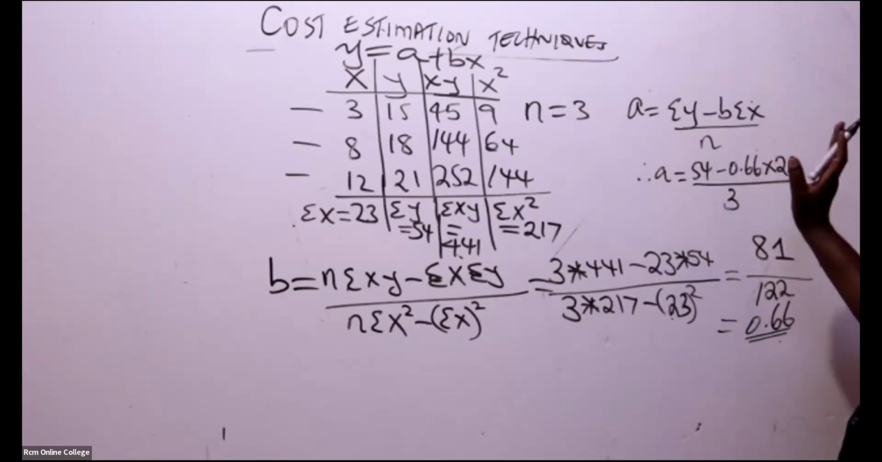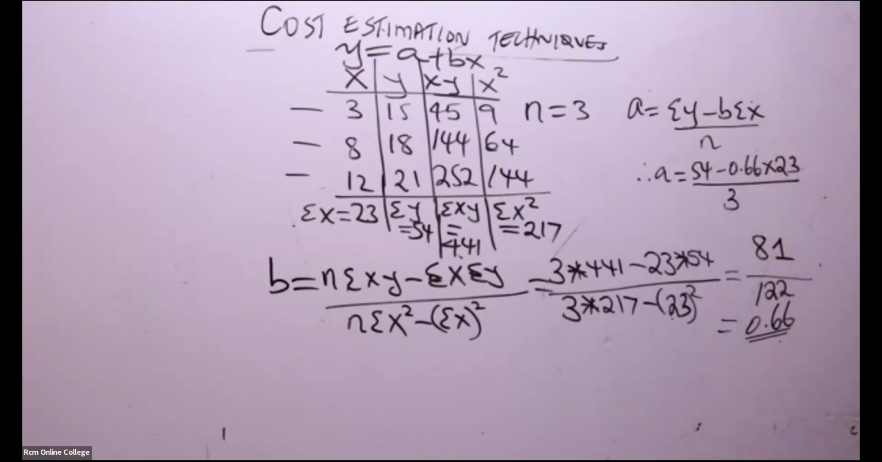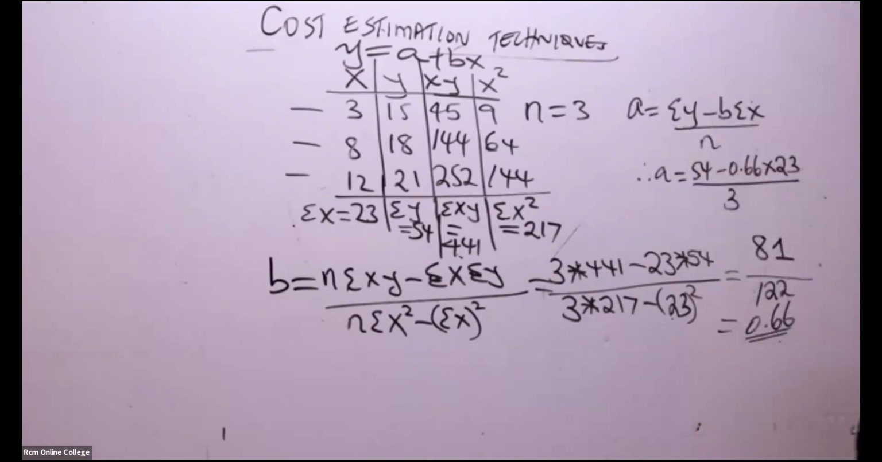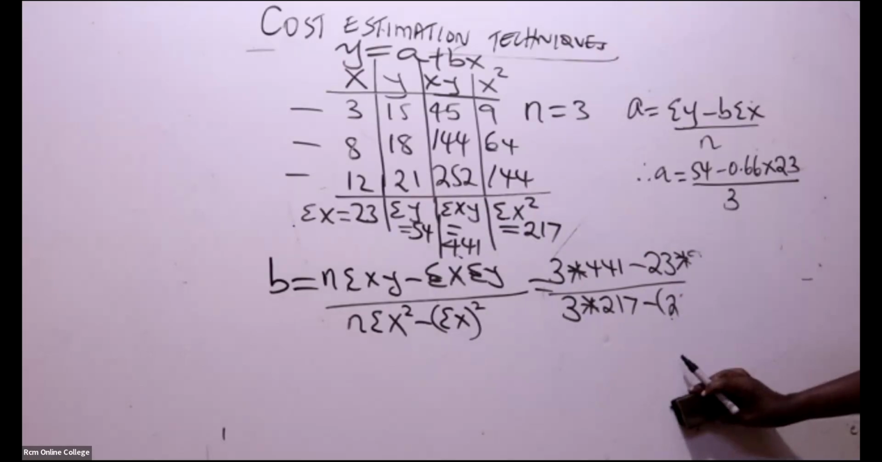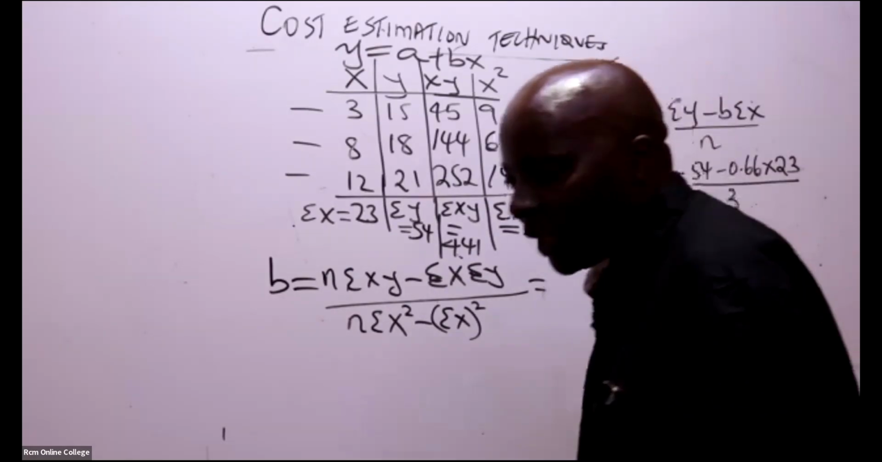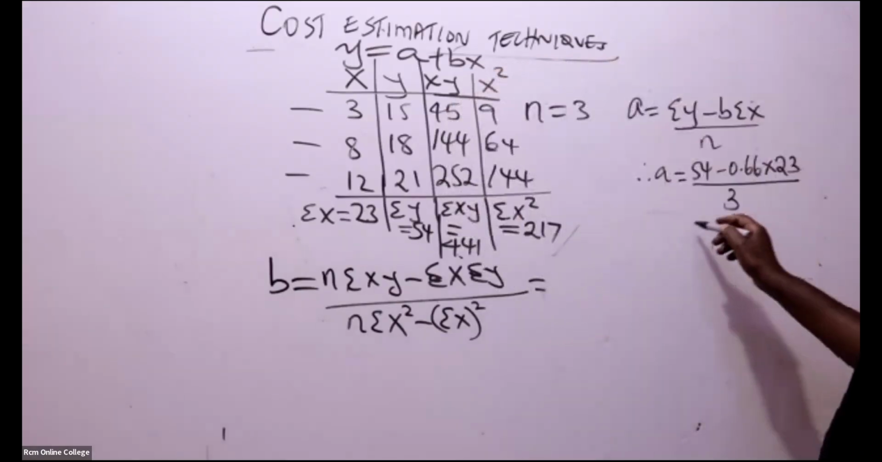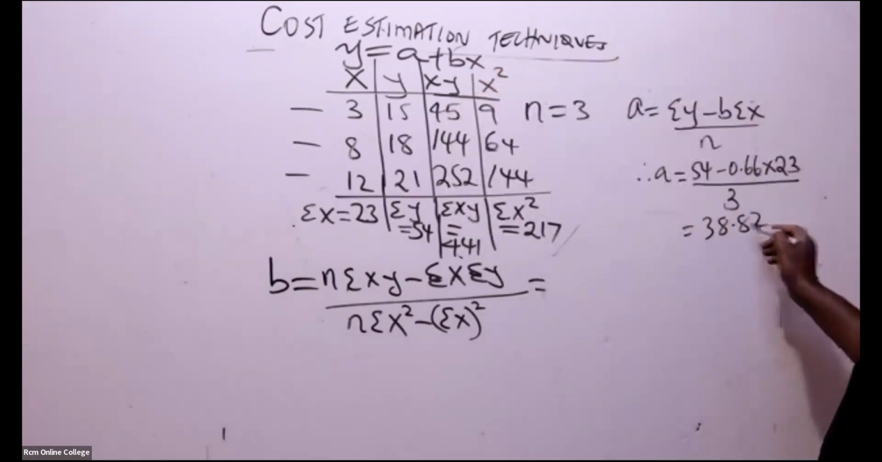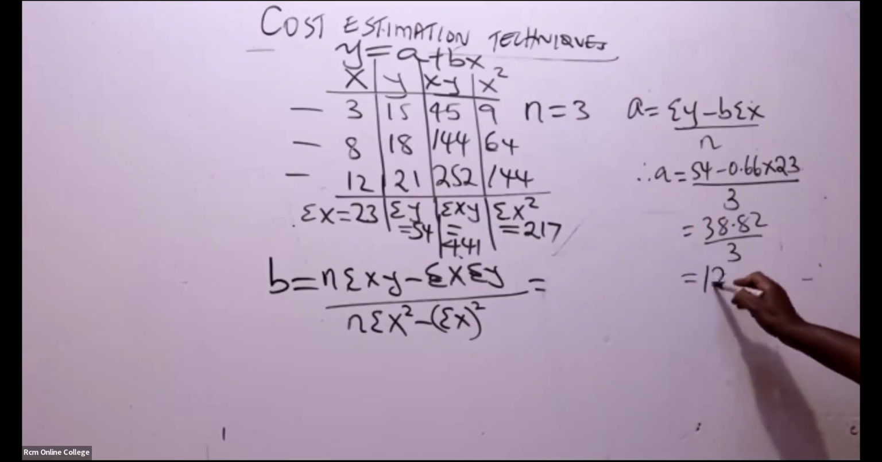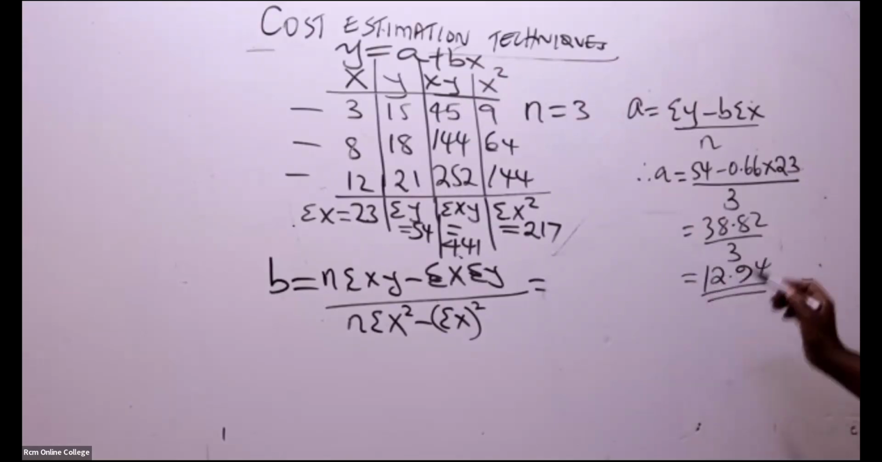Again, get the top line first. So 54 minus 0.66 times 23. What shall we get at the end of the day? Top line first. What do we have there? Are they giving me the final answer? 38.82. So 38.82 is the top number, divided by 3. The final answer will end up giving us 12.94, isn't it? 12.94.